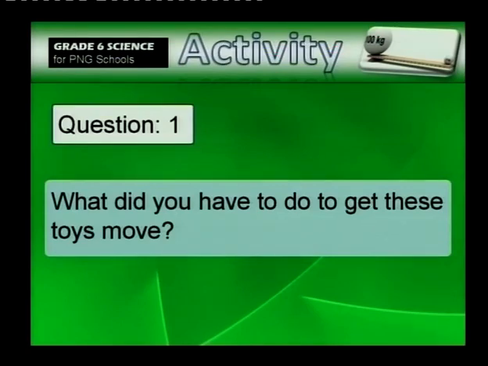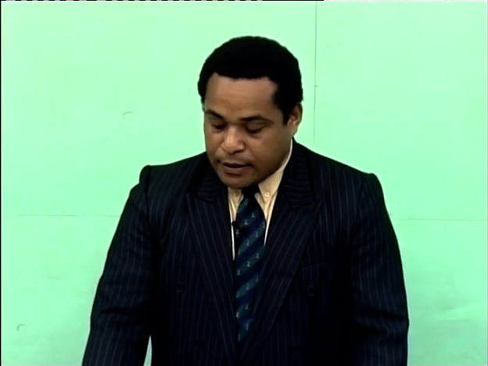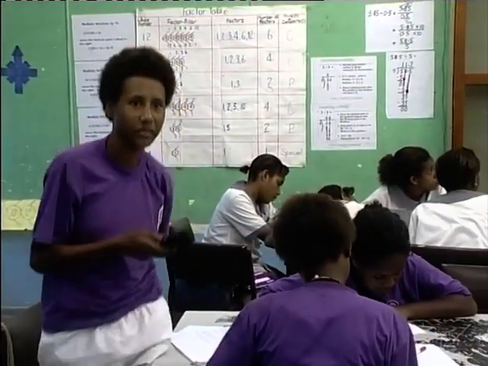All right, okay, receiving students and 6C, we will go through the answers for the 3 questions. Okay, let's look at question number 1. Receiving students and 6C, what did you have to do to get these toys moving? May I have some answers from the model class? Helen, thank you. By pushing it. Okay, by pushing it.